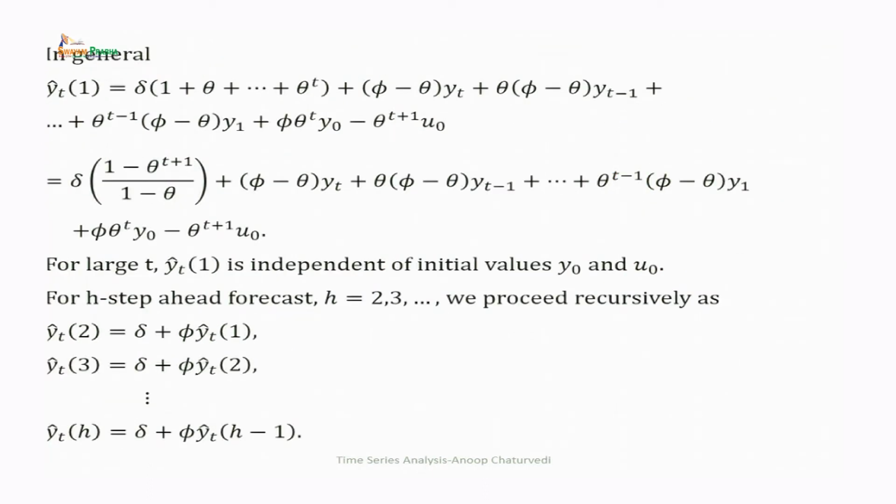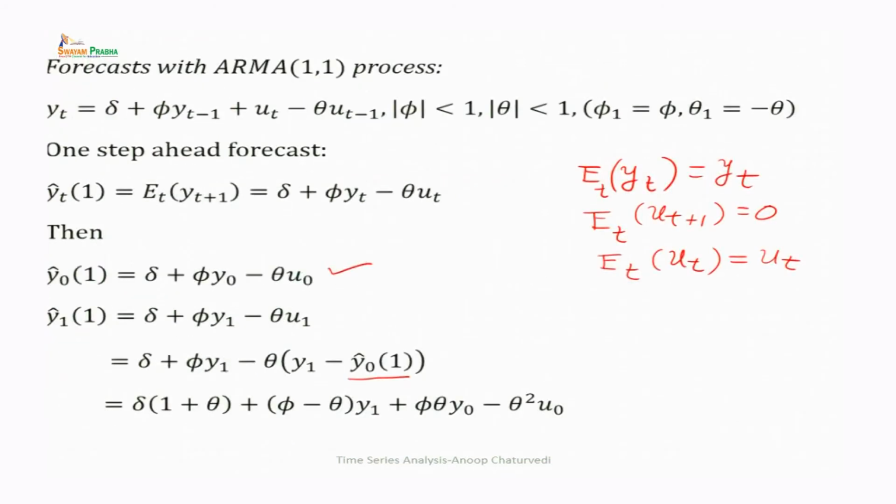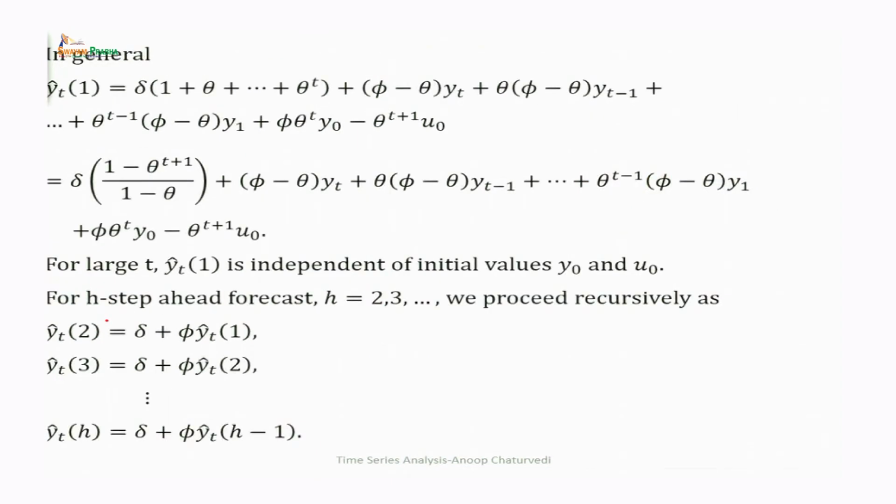Similarly, we can obtain y hat_t. Say y hat_1(1) you have obtained, then you can obtain y hat_2(1), y hat_3(1) and so on. And then in general y hat_t(1) is equal to delta times (1 plus theta plus ... plus theta to the power t) plus (phi minus theta) y_t plus theta (phi minus theta) y_{t-1} plus ... plus theta to the power t minus 1 (phi minus theta) y_1 plus phi theta to the power t y_0 minus theta to the power t plus 1 u_0.